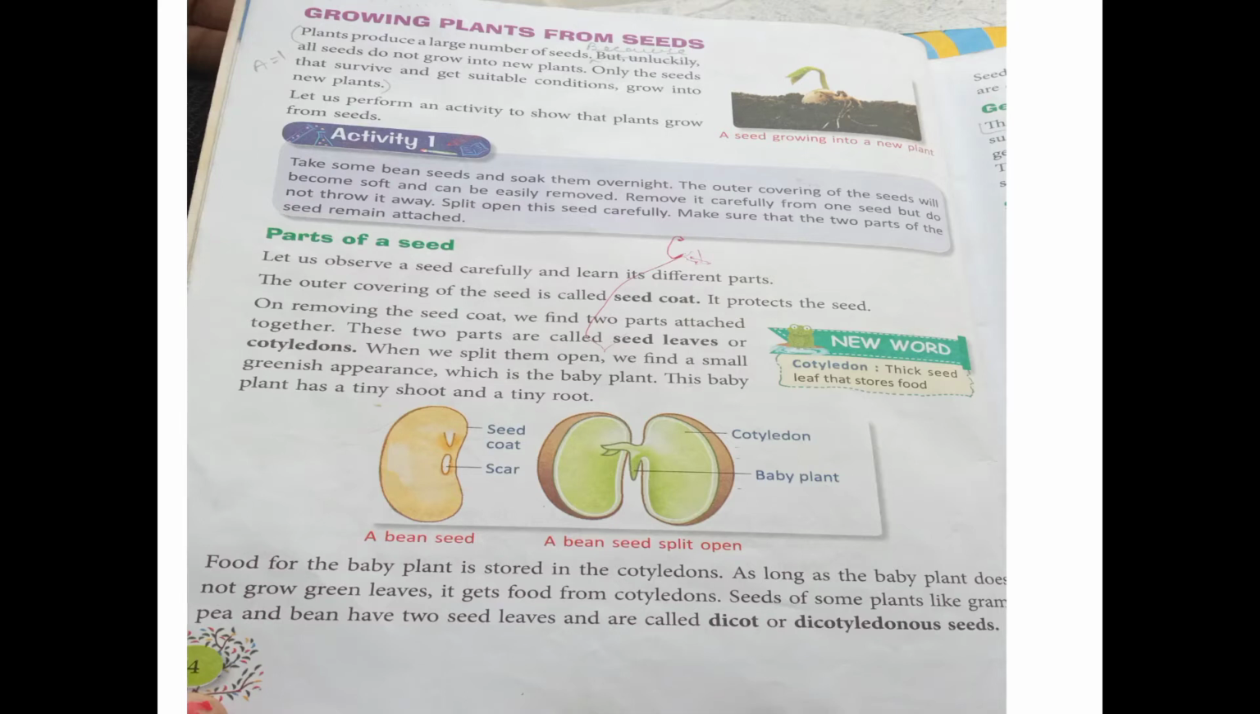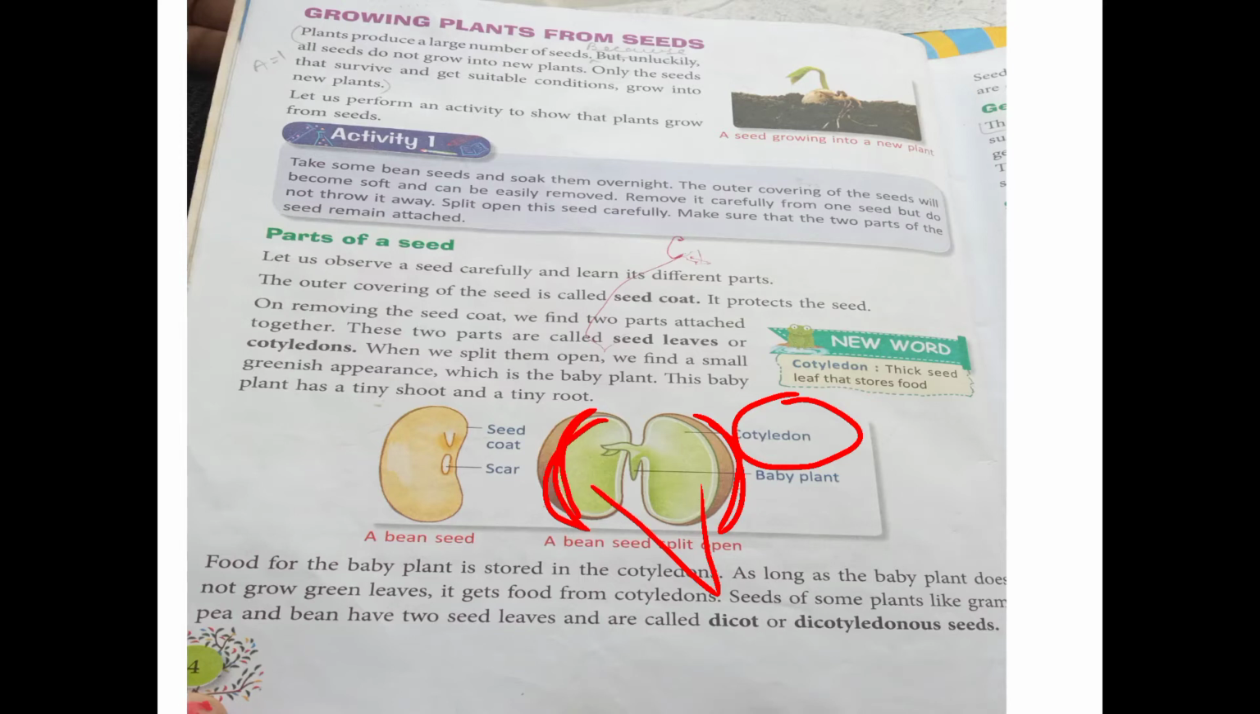Okay, this is a seed coat. This soft part. How does this become soft? Due to water. जब पूरी रात आप पानी में उस ग्राम सीड को भिगो के रखते हैं, the seed coat becomes soft. This is called the seed coat, and this is called seed leaves. Seed leaves are also known as cotyledons. Cotyledons store food, which provides food to the baby plant.